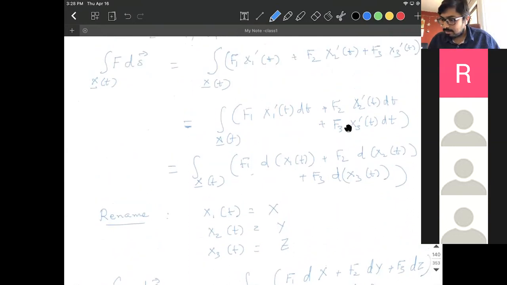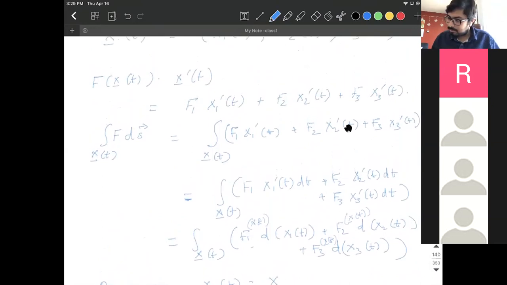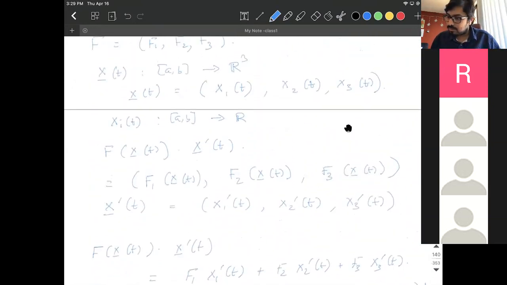So what is this integral? So f1 d of x1t, f2 d of x2t. If you want to be more explicit, this is x1 xt rather. Sorry. So it's not d of anything, it's d of x1t, d of x2t. So you take the derivative of each component, right? So remember what x1, x2, and x3 are. They are the components of the path.